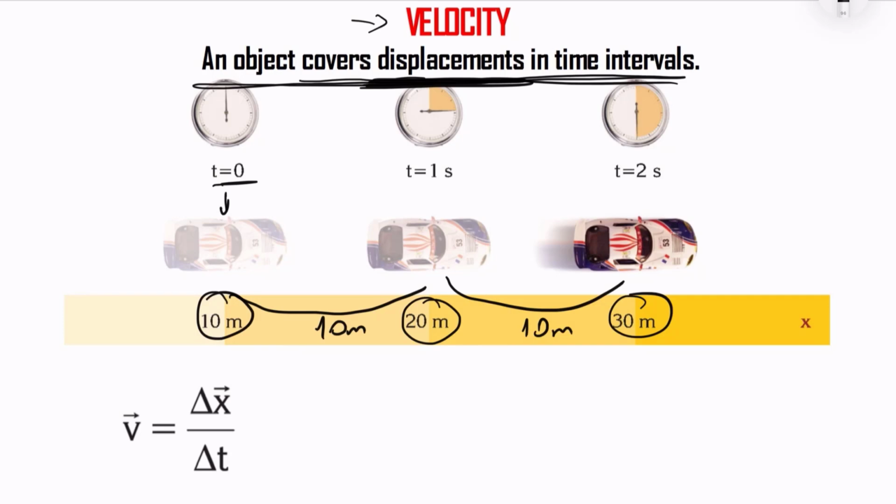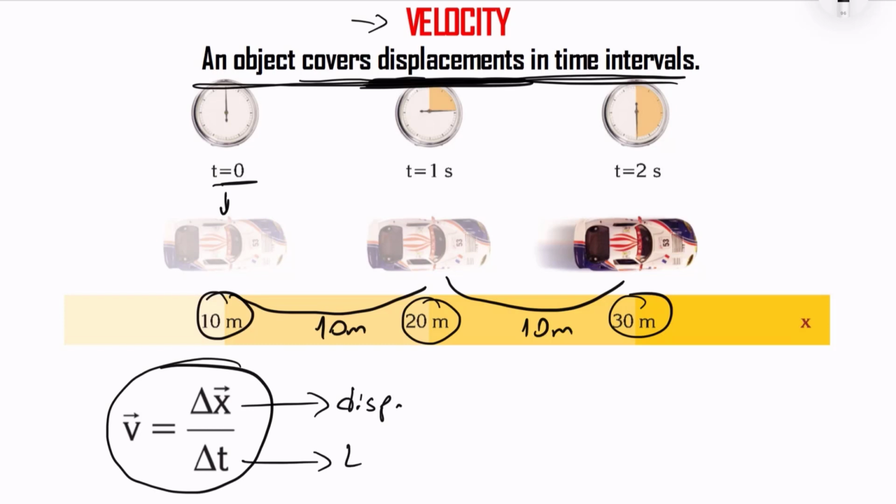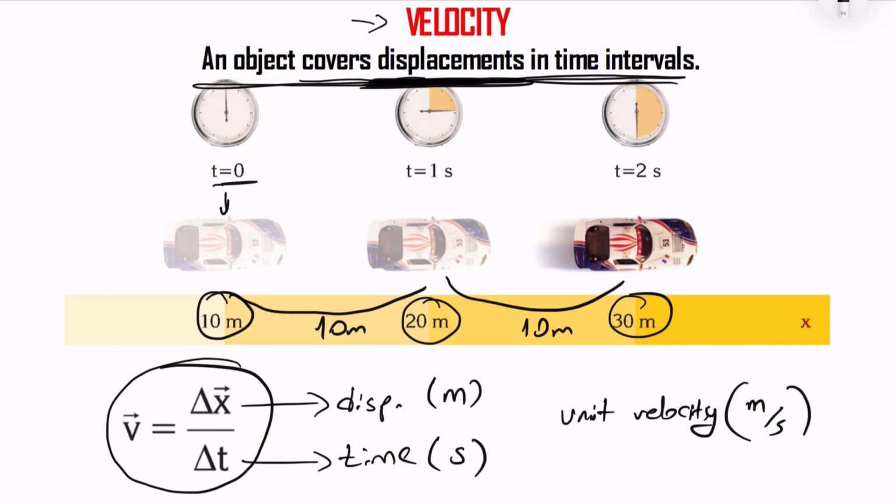So here we have a formula. That formula is the formula of the velocity. Velocity equals delta x over delta t. Delta x is what? Displacement. Delta t is the time. The unit of displacement is meter. The unit of time is second. So the unit of velocity is meter per second. Keep this one in your mind.